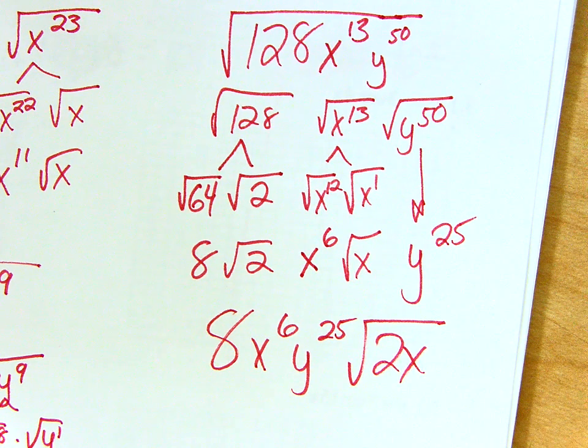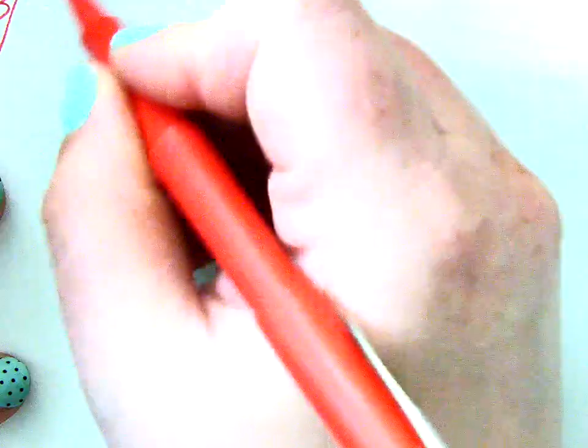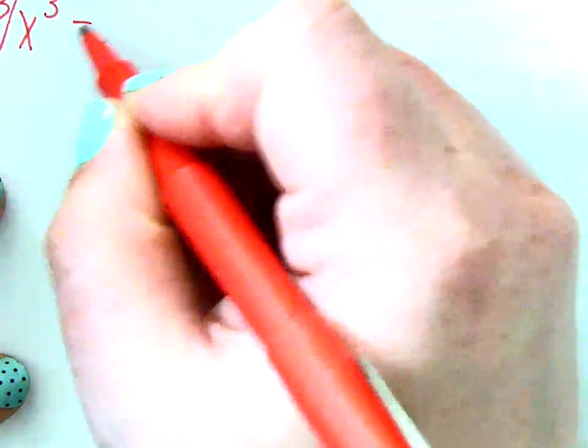Okay, so that's square roots, right? Well, how do we handle cube roots? We already did cube roots with numbers, so let's talk about cube roots with variables. All right, so let's start with this. What do you suppose the cube root of x cubed is?